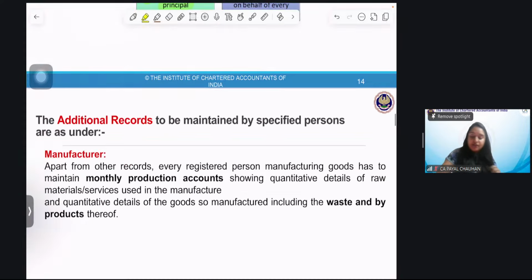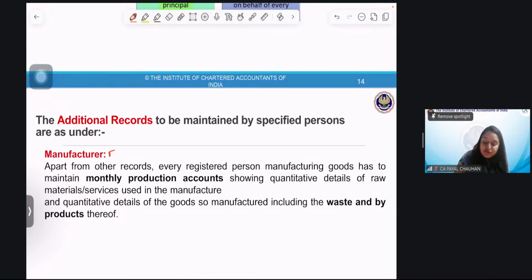Now we have manufacturer. Till now, how many specified persons have we covered? Two. Name them. Registered person and agent. Yes, registered person is general, and agent is the specified person. Now, as per specified person, we are covering the second one, which is manufacturer. Okay, so everyone become a manufacturer and think about what you will have.